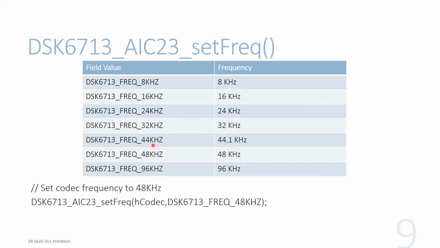So if we want to utilize a certain fs from these available options, all we need to do is write H codec, the codec handler, and in the second parameter we write one of these options, which corresponds to one of the frequencies mentioned on the right hand side of the table. So now we have understood how configuration can be made. There are two options. Either you change the different bits in the control registers, or in some cases we have available functions, API calls, which directly help us in changing the values of control registers.